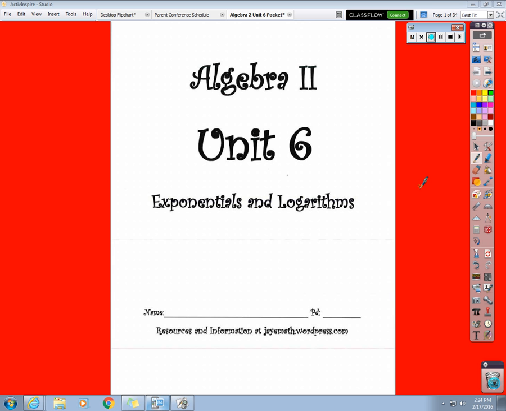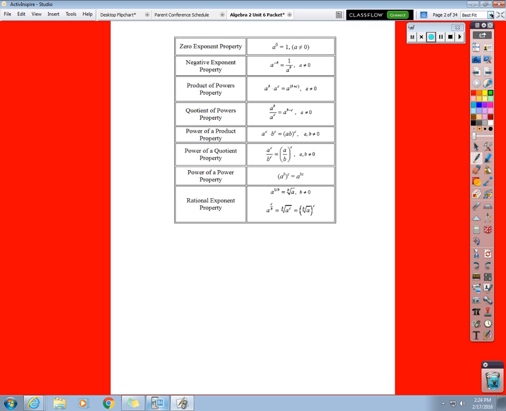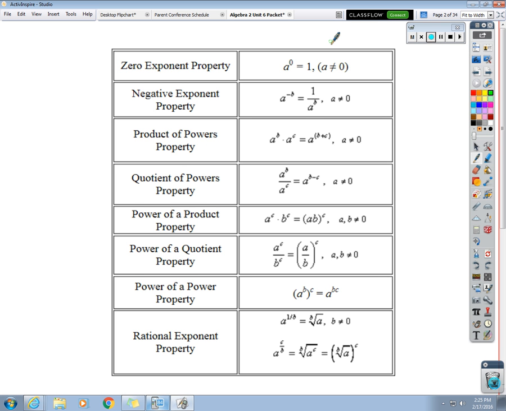Today we're going to start the Unit 6 packet, Exponentials and Logarithms. Now, your first page looks a little bit different than mine. I added this page into the flip chart earlier today because to be able to work the problems on page 1, you're going to have to know some properties of exponents. We're not going to talk about all of these today, just a few.